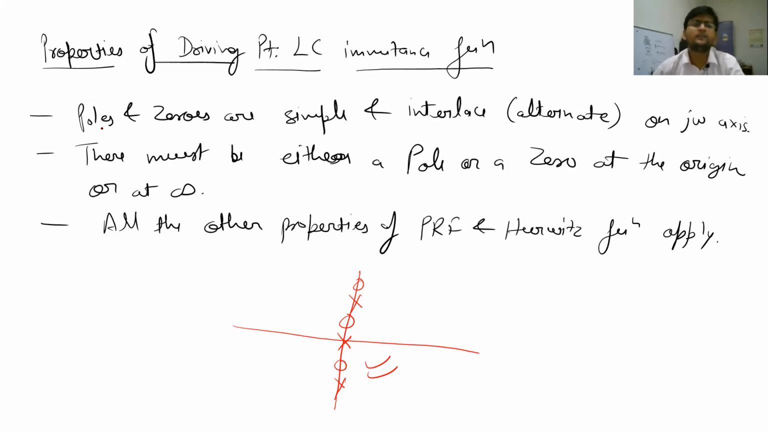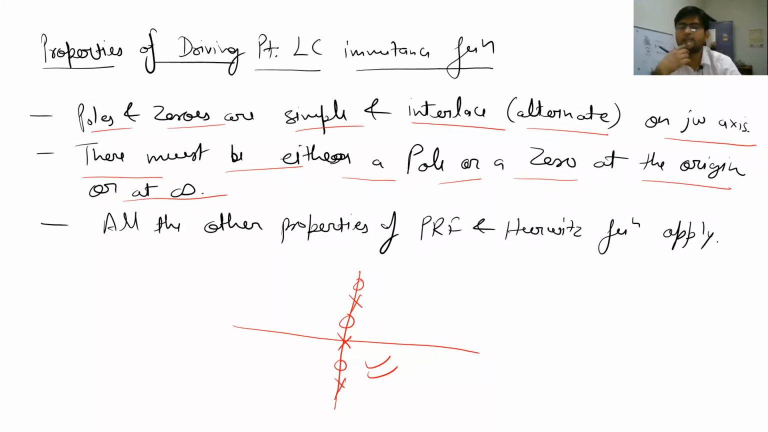So what are the properties? The first property is definitely the poles and zeros are simple. Simple means they don't repeat, and they interlace or alternate on the j omega axis. And what is the second property? There must be either a pole or a zero at the origin or at infinity. We already told you that there must be either a pole or a zero or both at the origin or at infinity. And then all the other properties of the positive real function and Hurwitz will apply to the driving point LC immittance function also. So we have already read about the Hurwitz function and the positive real function. All those rules will apply to this LC driving point immittance function also.